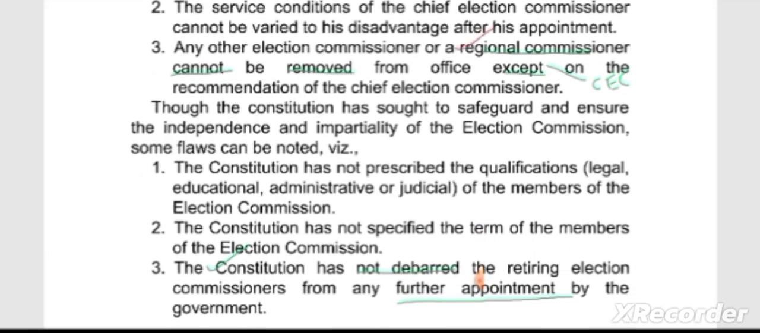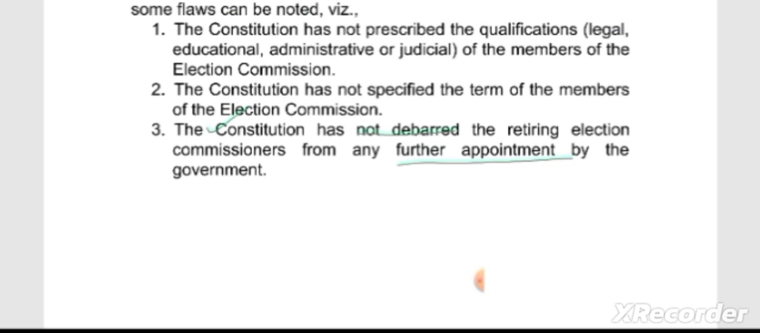Now, to speak about the regional commissioners, regional commissioners can also come at some times, but they cannot be removed. Regional commissioners are appointed when an election is going on, right? So there is a need for more manpower, and at that time these regional commissioners do come in, but they also cannot be removed except on the recommendation of the CEC. If the CEC doesn't say so, they cannot be removed.